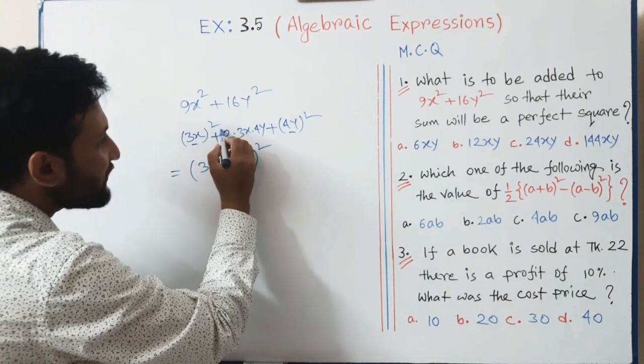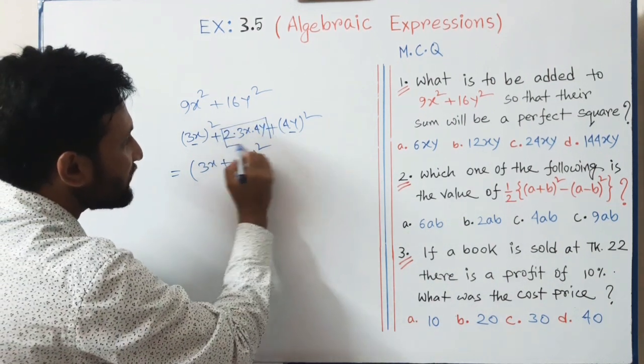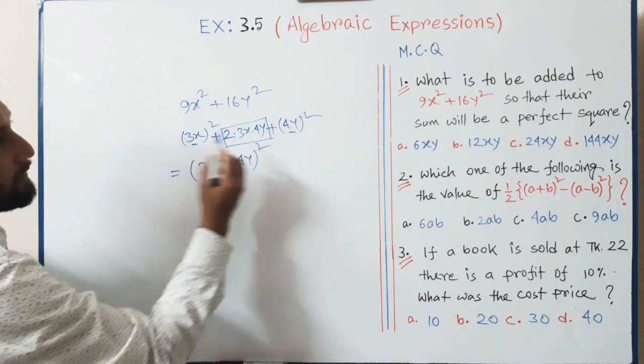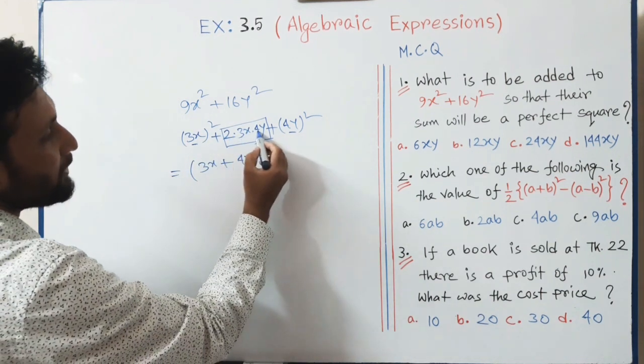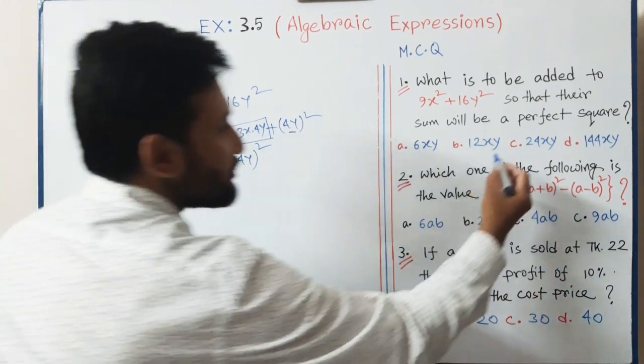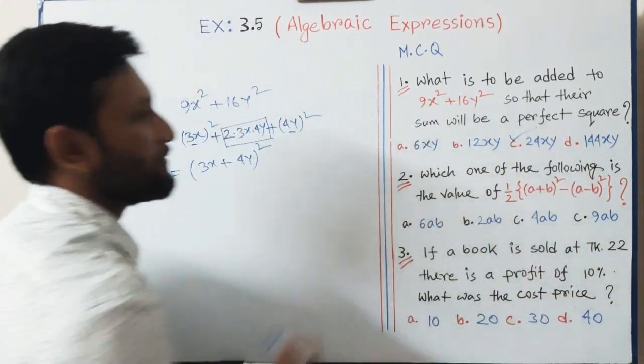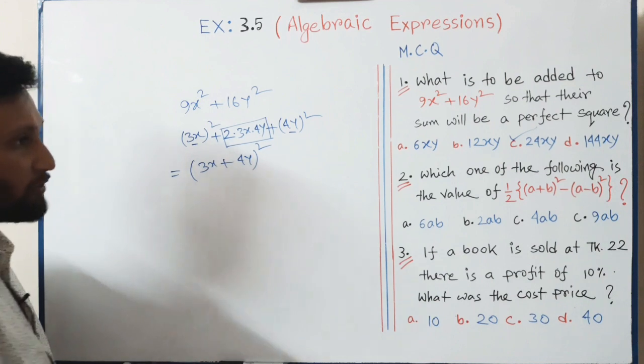So what will be added here? This part will be added here. So 2 times 3 times 4, that means 24. So our required solution is 24xy. Clear? Okay. Now next one.